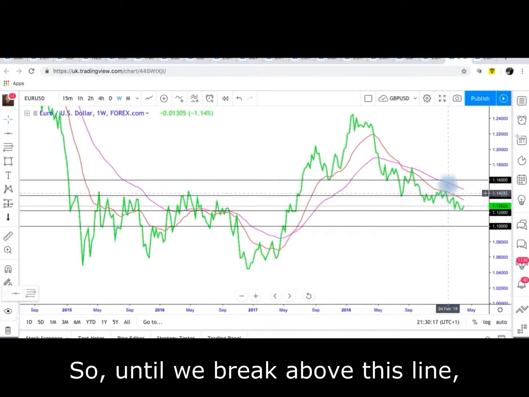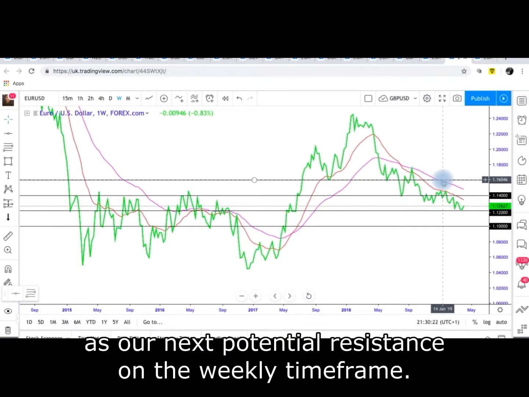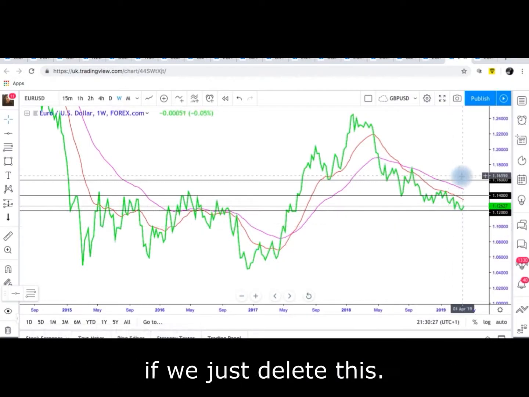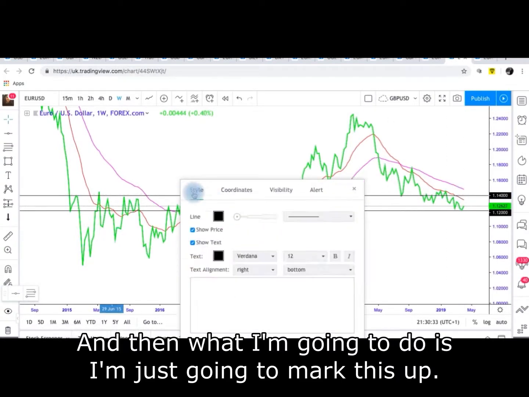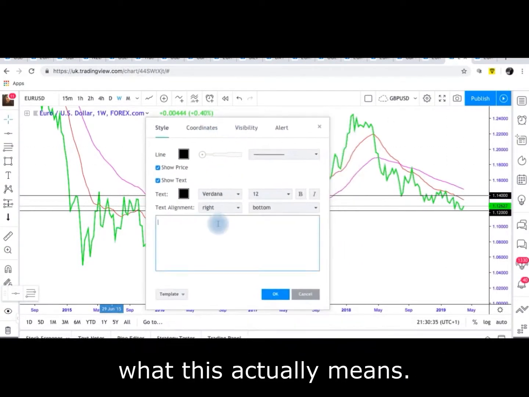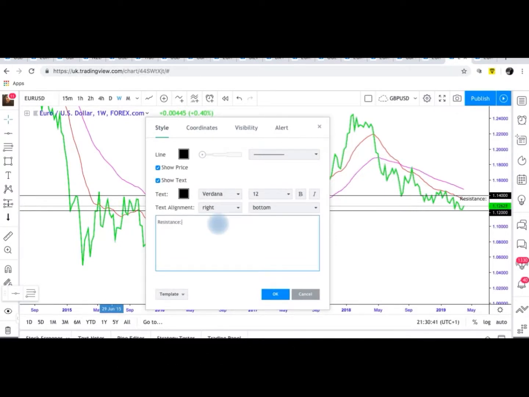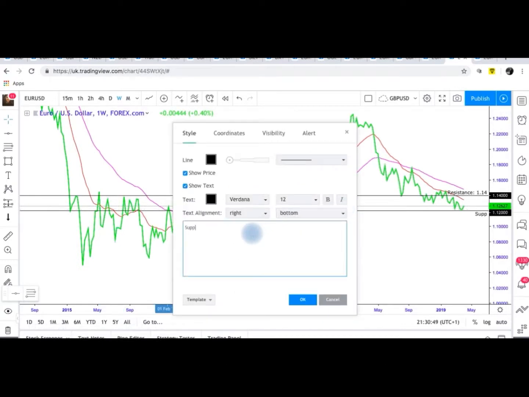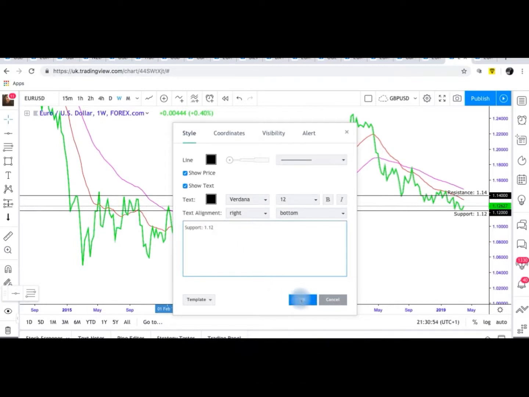Until we break above this line, that's when this line may become relevant as our next potential resistance on the weekly time frame. And again, until we break this, this is irrelevant. So for the time being, I think it's best if we just delete this. And then I'm going to mark this up so we know what it actually means when we begin to scale down. So I would just write resistance, and I'll put this at 114. And then I would write support. It's entirely up to you whether you want to write weekly or daily support, etc. But I'm just going to keep it nice and clean.